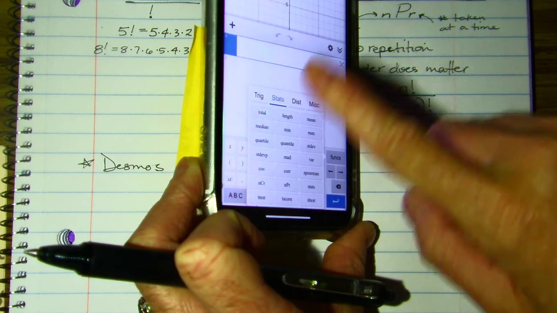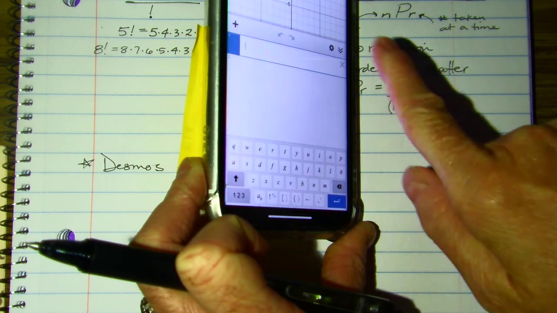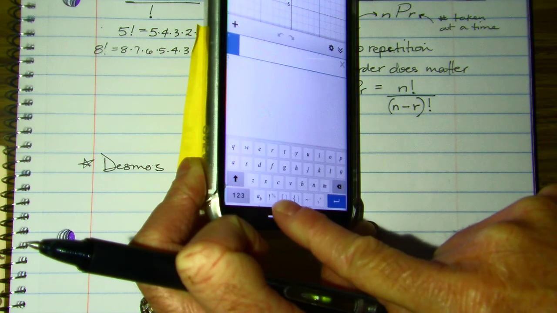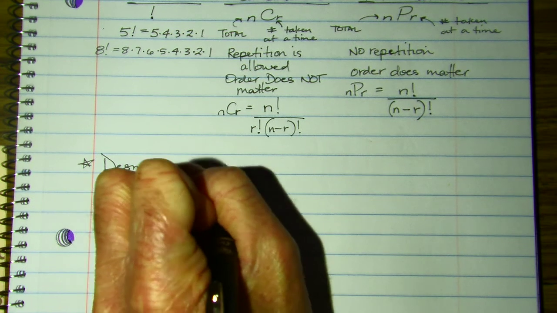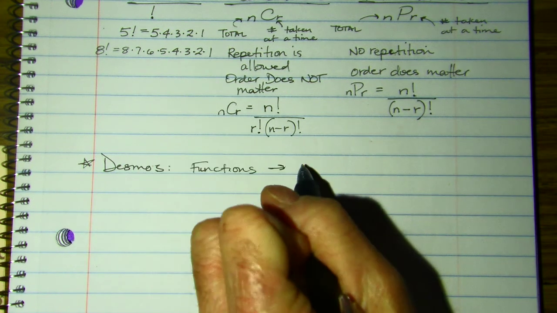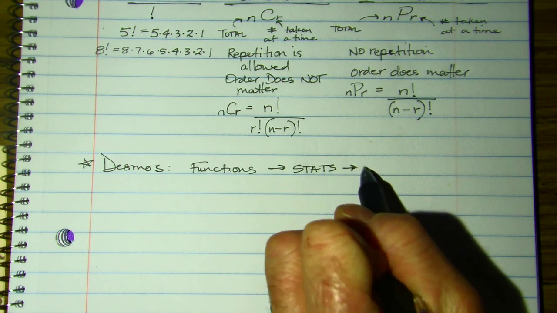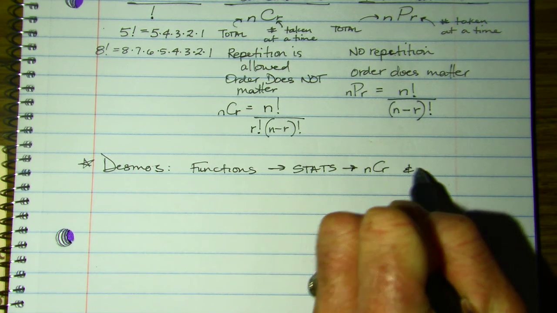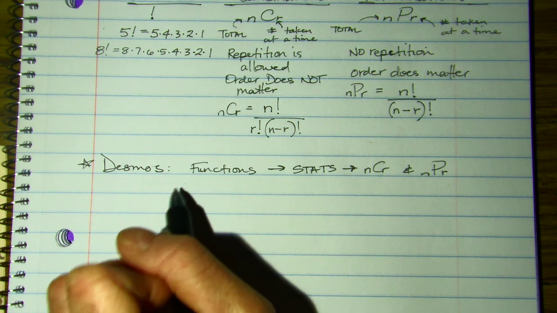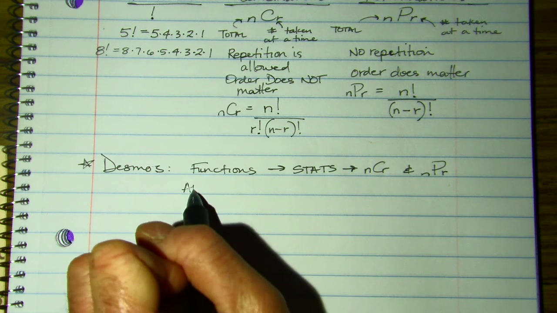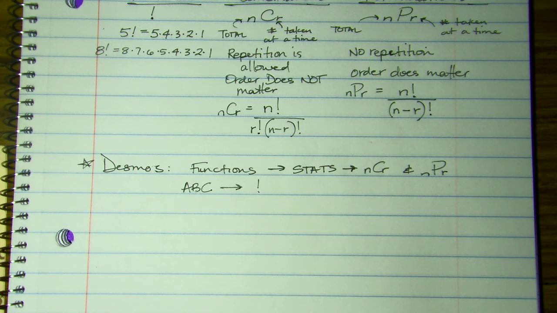And I would guarantee that your factorial symbol is when you hit ABC, there's the factorial. So in Desmos, under functions, and then under stats, you'll find NCR and NPR. If you click the ABC button, you should see the factorial. Okay, so I'll show you this on both.